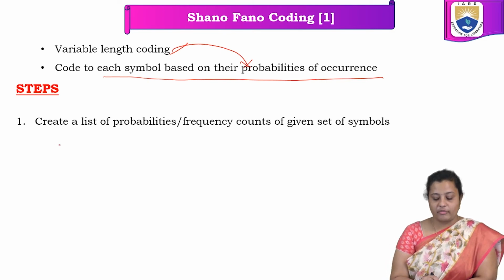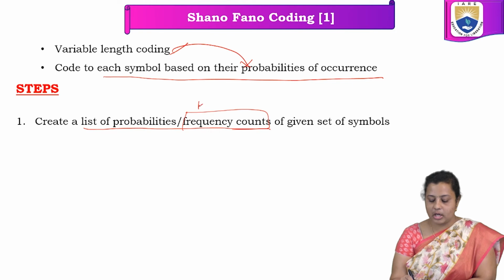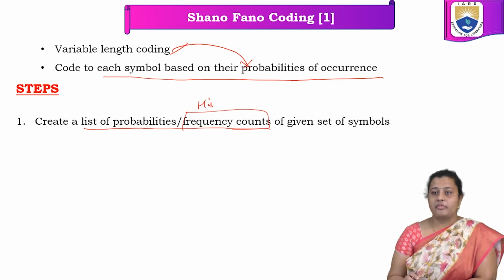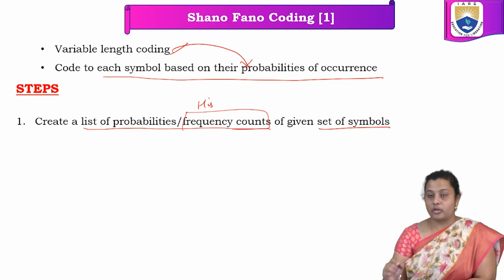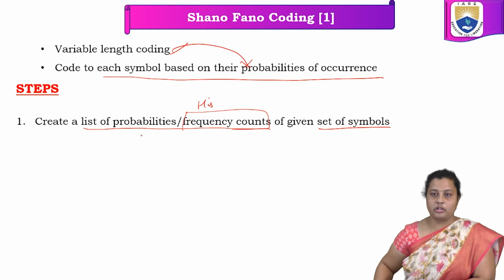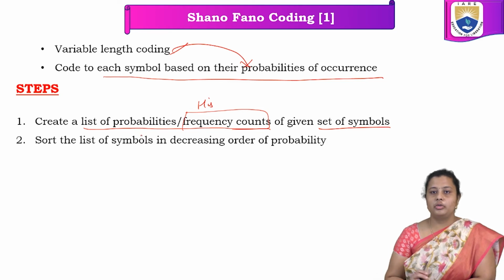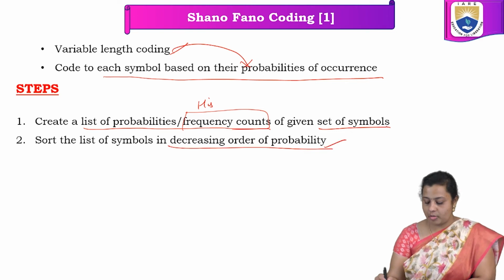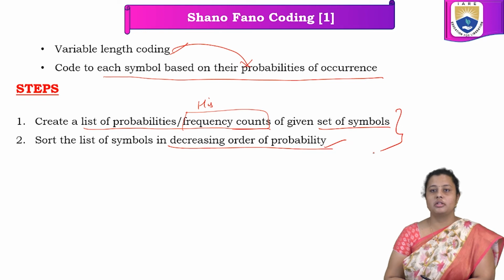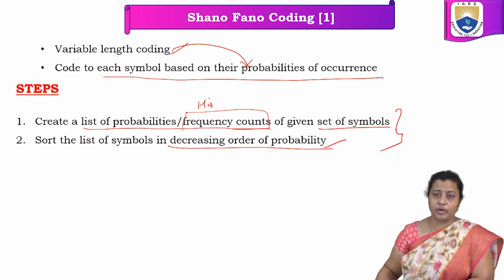We are going to list the probabilities and frequency counts. Frequency counts is the other word for the histogram, right? After that, we list out the set of intensity values. Then what are we going to do? We order them in decreasing order of their probabilities. So this step is common. These two steps are very much common in Huffman coding as well as Shannon-Fano coding.